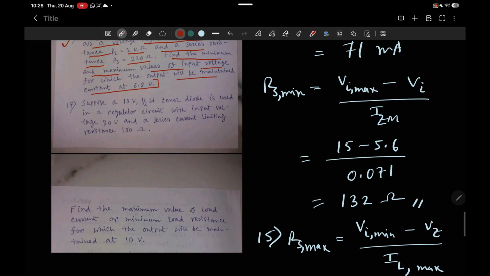So now let us do 17. A 10 volt half watt Zener diode is used in a regulator circuit with input voltage 30 volt and a series current limiting resistance 100 ohm. Find the minimum value of the load current or minimum load resistance for which the output will be maintained at 10 volt.